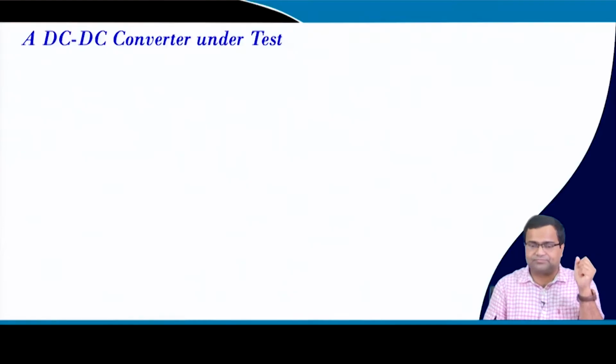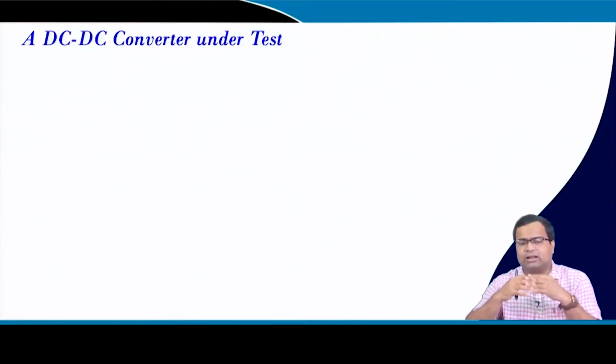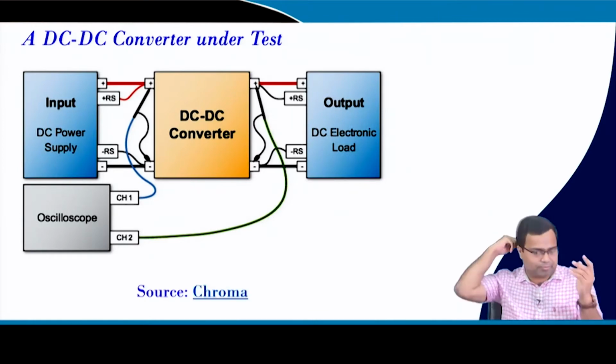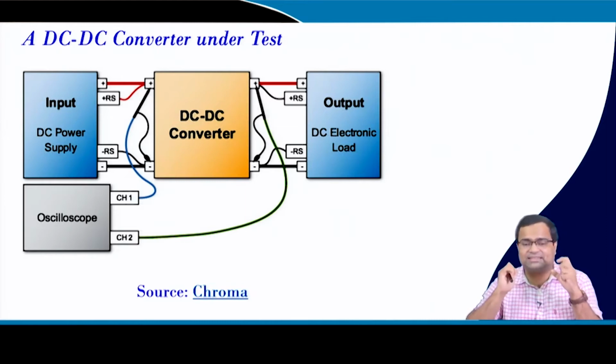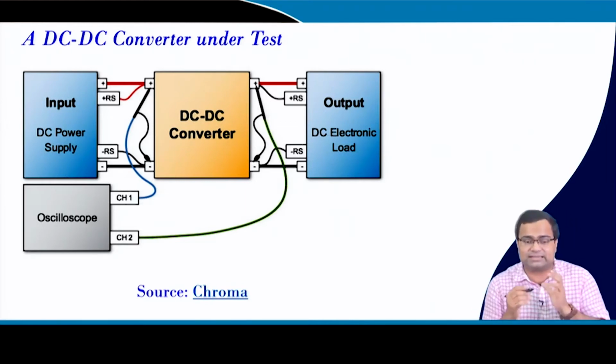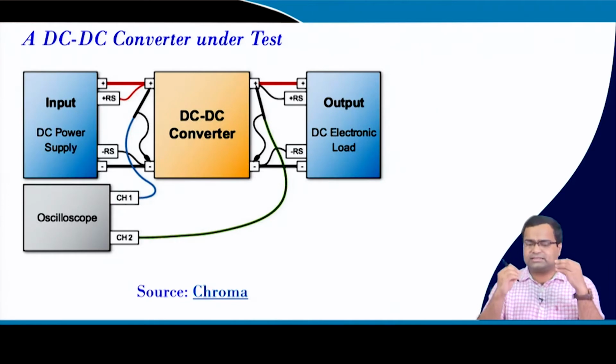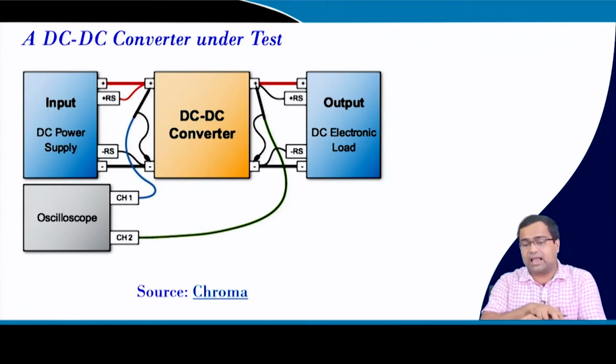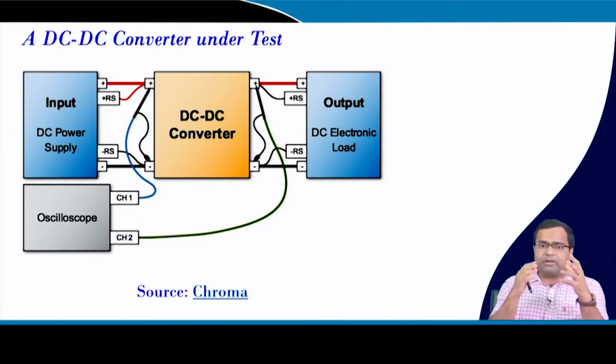So, a DC-DC converter under test, and this is a diagram I am showing from Chroma, where it is just a typical setup to test a DC-DC converter. The DC-DC converter can be a PMIC where we can connect the external inductor and capacitor, but the PMIC will have its own controller and its own switches, and we need to evaluate the performance of that IC. That means its load transient performance and so on, and the control logic.